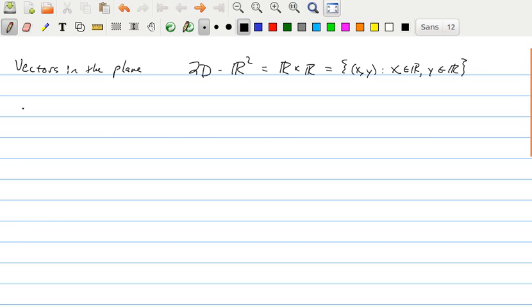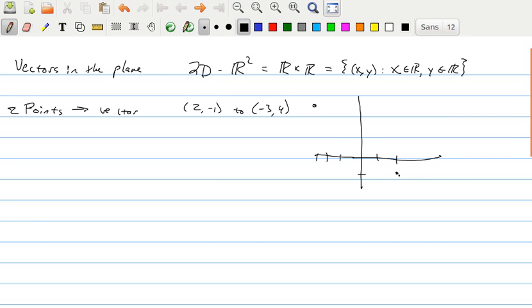So for our first example, let's look at: given 2 points, determine the vector. Let's say we wanted to find the vector that started at (2, -1) and went to (-3, 4). Here's a rough schematic of what this looks like. We've got the point (2, -1) and then the point (-3, 4). So we have the vector that's moving from our starting point to the terminal point, this vector right here.